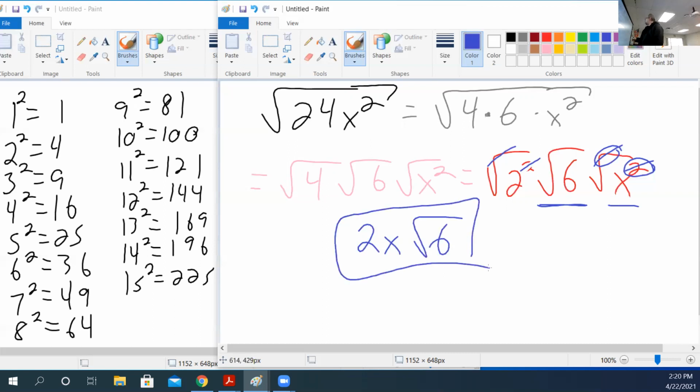Okay. So basically we're looking for a squared value of the variable in order to cancel and bring it out front.